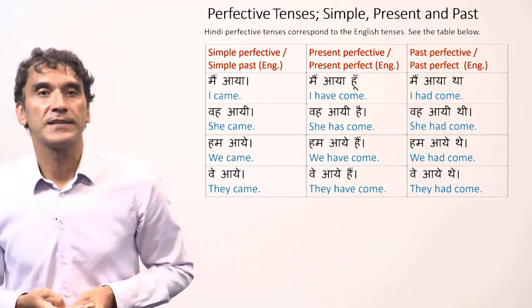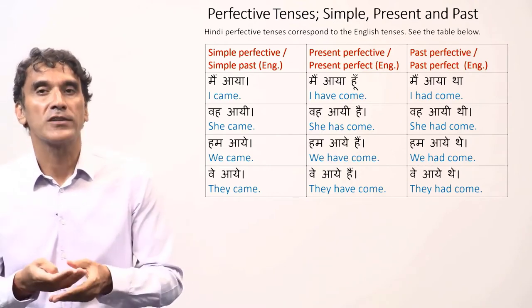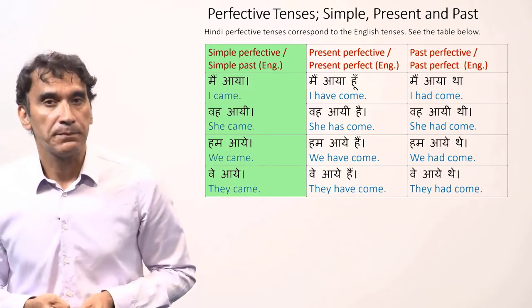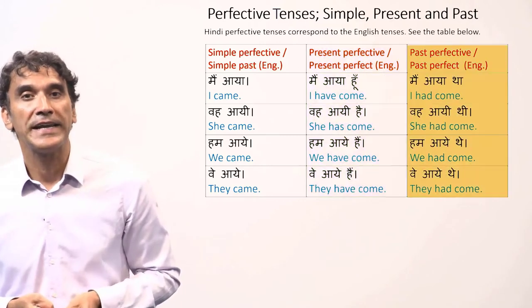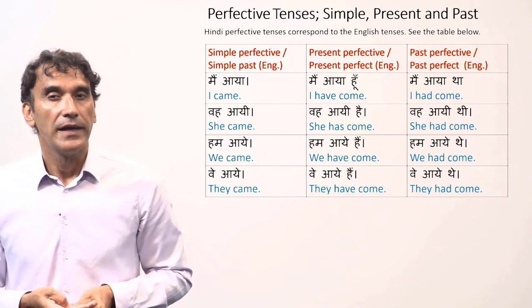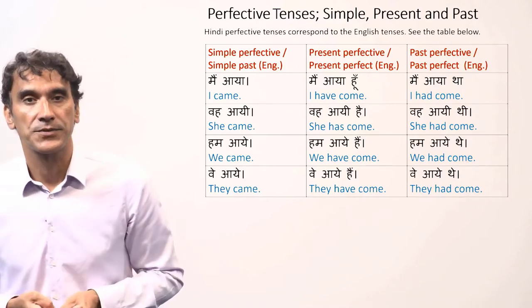There are three perfective tenses, and fortunately, they are very similar to English tenses. They correspond to the English tenses. Simple perfective is simple past. Present perfective is similar to English present perfect. And Hindi past perfective is English past perfect. Here is the table that gives you the corresponding tenses in Hindi and in English.